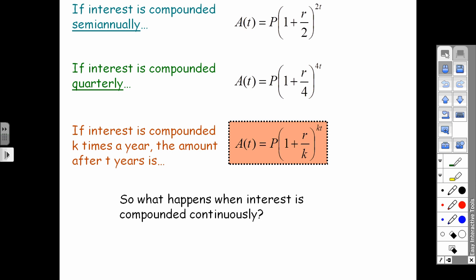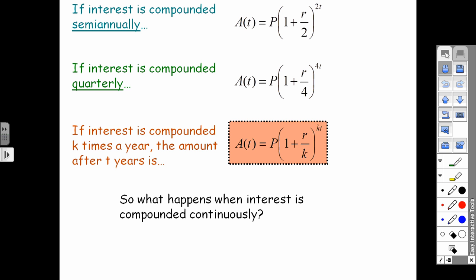But what happens if your interest is compounded continuously? So say not just daily, but say hourly, or what if it was compounded every minute or every second? Or what if it was even every nanosecond, or something even smaller than that that we just don't have the capacity to understand? It's just compounded over and over and over again continuously. So how would we represent that?